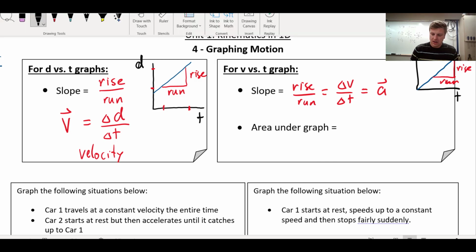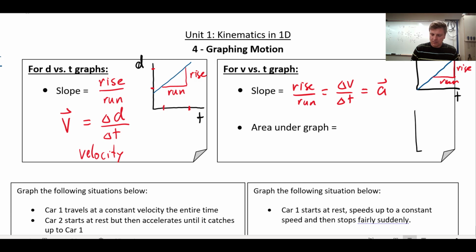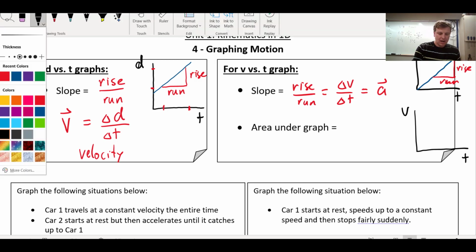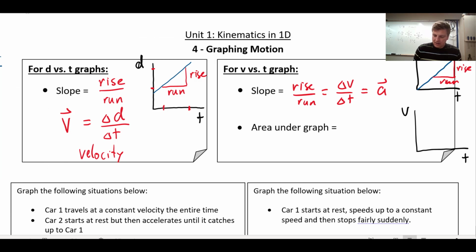Now this next one here is a little bit weird. This is maybe something that you haven't explored before, but in addition to finding the slope of a graph, we can also find the area under the graph. So let me give you another example. Suppose I've got a velocity time graph, and this one looks something like this. Now right away you can notice a difference.